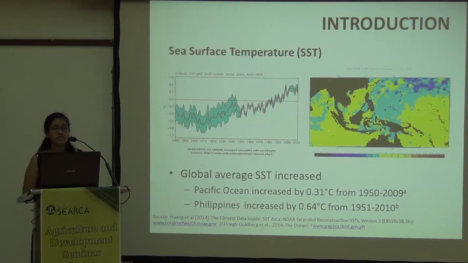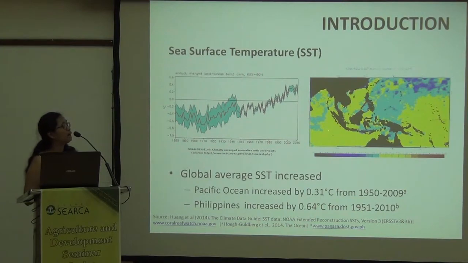So with sea surface temperature globally, they observed an average increase in the sea surface temperature. As you can see here, from 1880s to 2010, there's an increasing trend. And in the Philippines, we have observed an increase of 0.64 degrees Celsius from the period of 1951 to 2010.